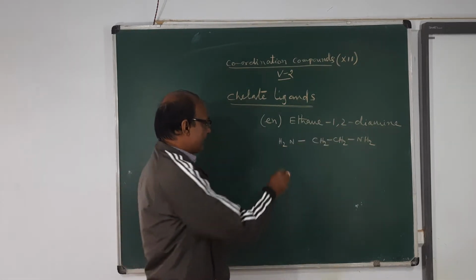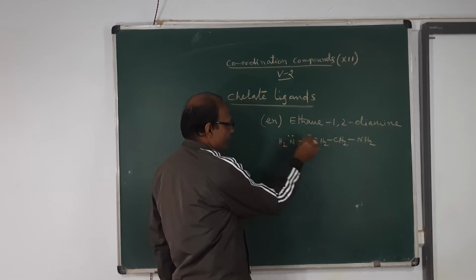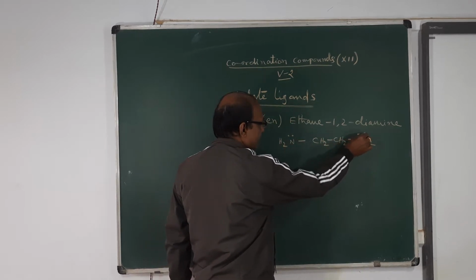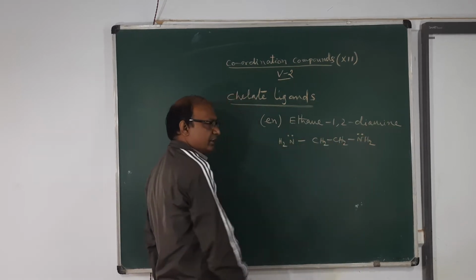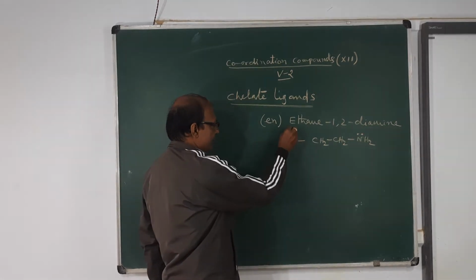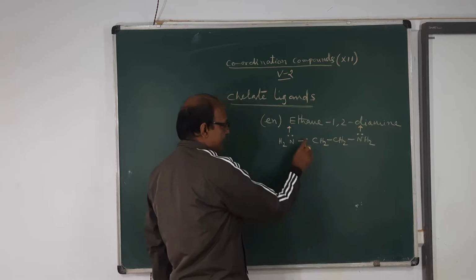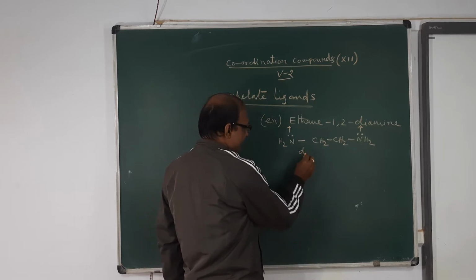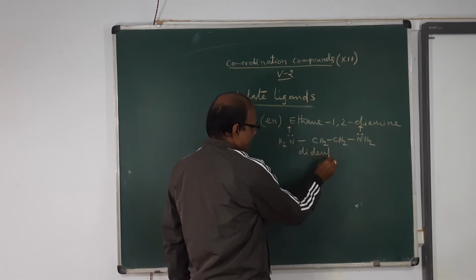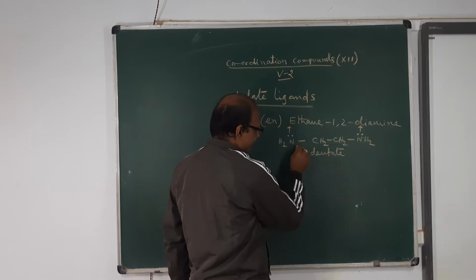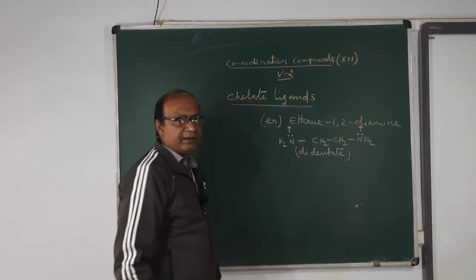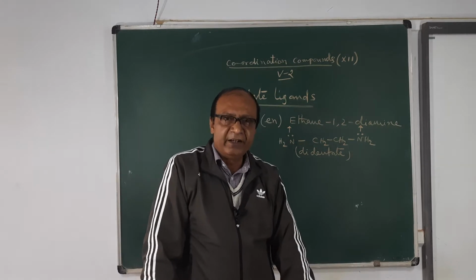It is didentate. There are 2 donor atoms. This is one donor atom, this is another donor atom. Nitrogen is the donor atom here, and nitrogen is the donor atom here, and the ligand is a didentate ligand. So a didentate ligand is a chelate ligand.